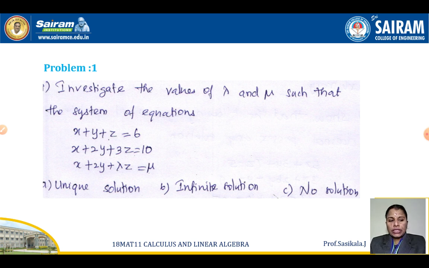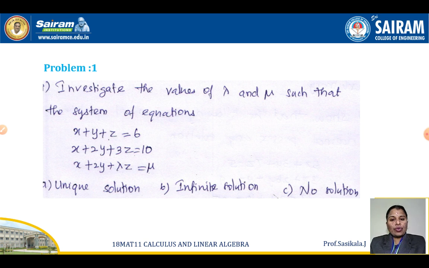So the first question: investigate the values of lambda and mu such that the system of equations x plus y plus z equal to 6, x plus 2y plus 3z equal to 10, x plus 2y plus lambda z equal to mu has: A, a unique solution; B, infinite solutions; C, no solution.